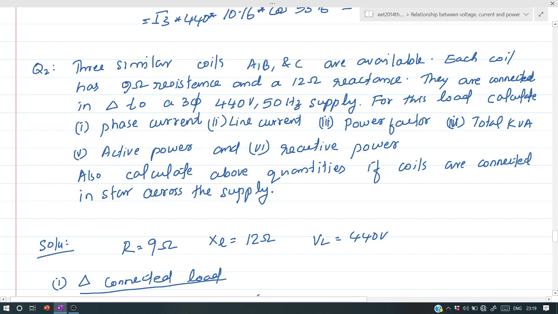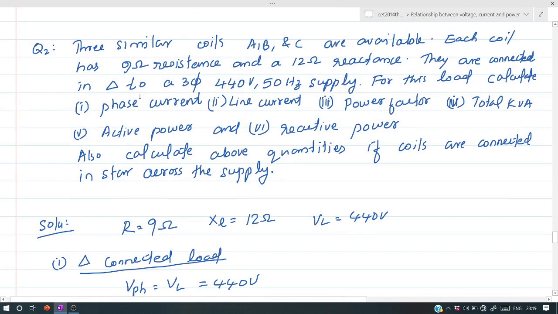Here, the given parameters are the resistance and reactance of the coils. Each coil is identical, so its resistance is 9 ohm and its reactance is 12 ohm, and they are connected in delta. Across this supply, the line voltage is 440 volt. So first of all, let's consider this delta-connected load.